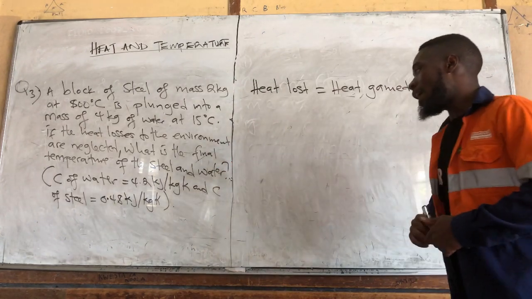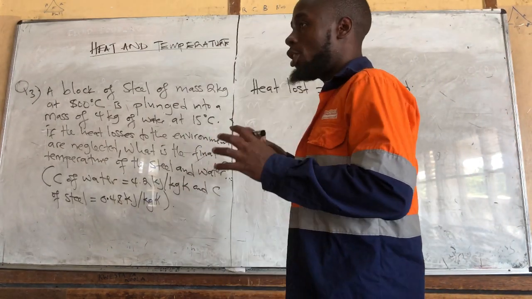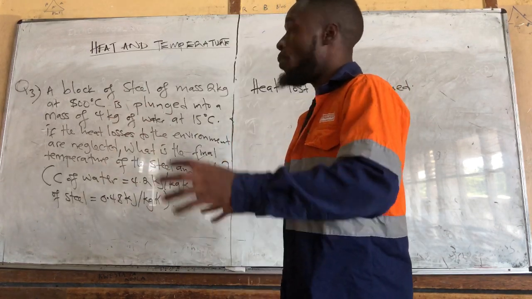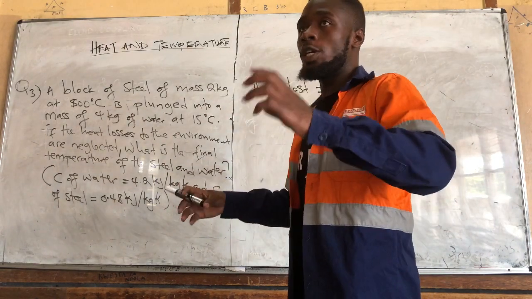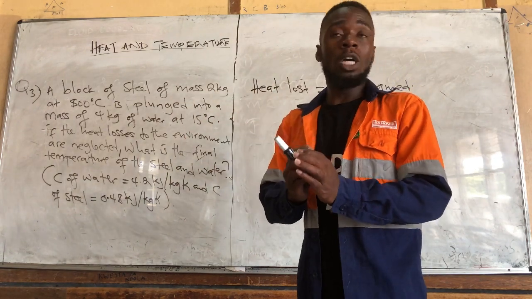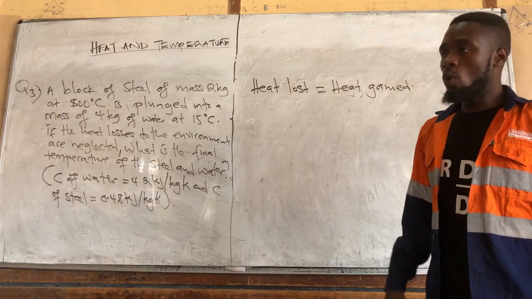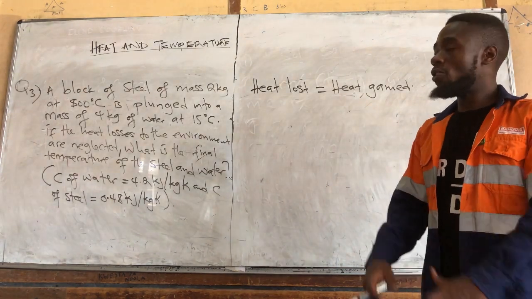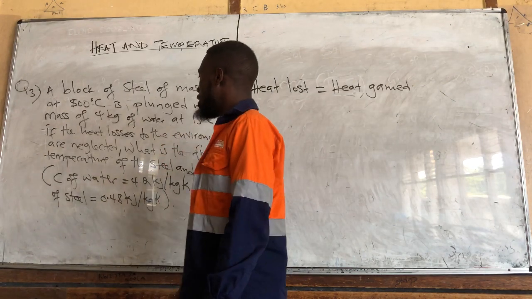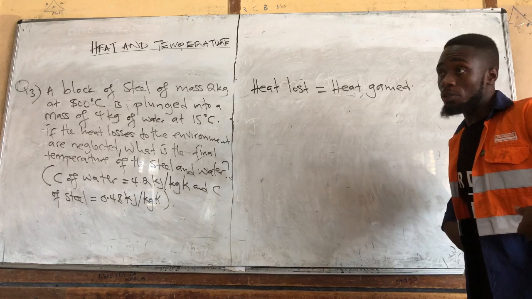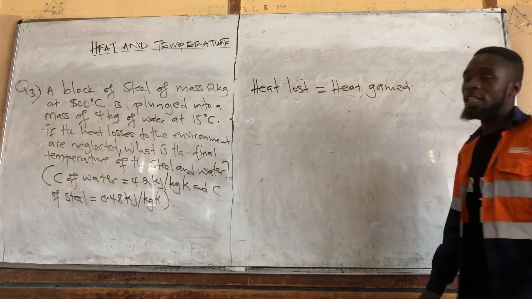Here they're asking us to find the final temperature of the steel and water. Just imagine you get the hot steel and put it in water. The steel will lose heat to the water. Because they are together, they have one final temperature, so we only need one final temperature. The answer you get should be between 15 degrees Celsius and 800 degrees Celsius.